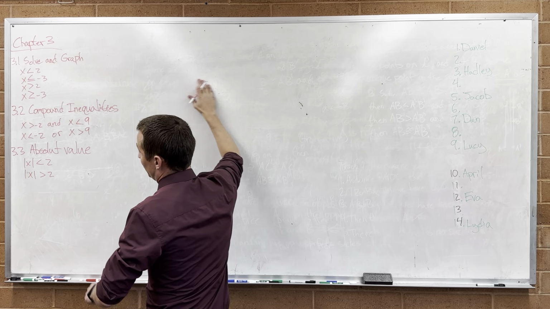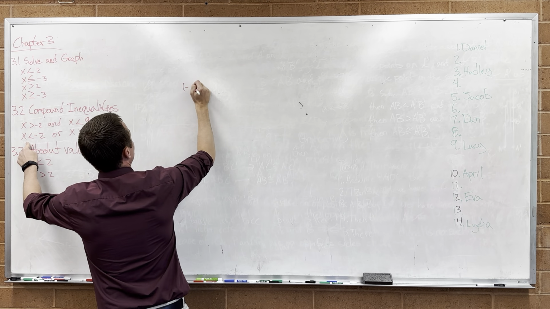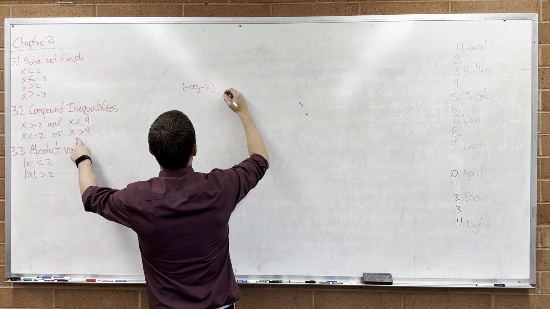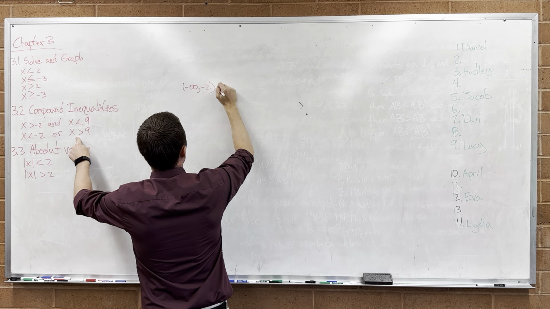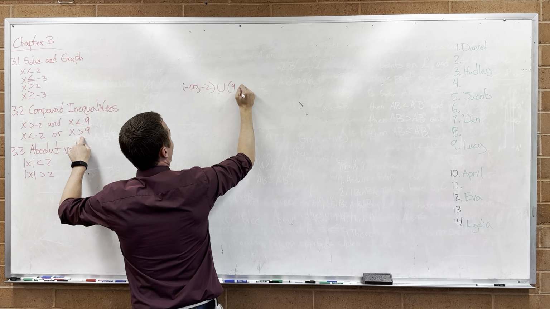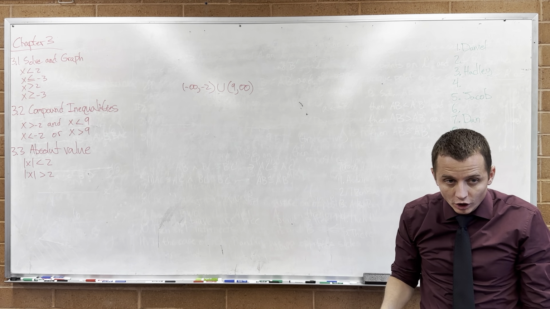So let's think about what these numbers are. These are all the numbers less than -2, so that's negative infinity all the way up to -2, not including -2. Together with, union with, the union symbol's that, union with all the numbers greater than 9. So that's starting at 9 and going off to infinity again. Those are all the numbers that work.